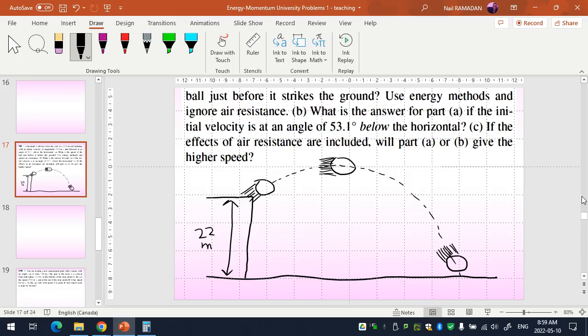Is this kind of the problem we took up in class? Yeah, the baseball big slide. Same thing. Okay, so the initial speed was 12 meters per second, and the angle was 53.1 degrees.